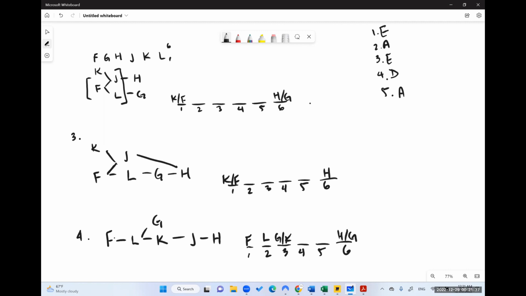Finally, E says either F or K must be released first. Same exact issue as all the other incorrect answer choices. It doesn't tell me anything about F's relationship to J and L, which is what we're really focused on. So that is why A is our correct answer here.